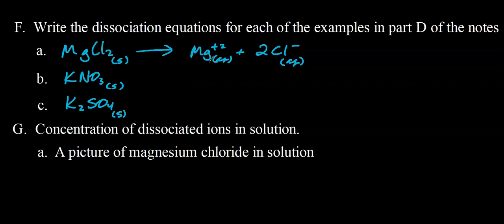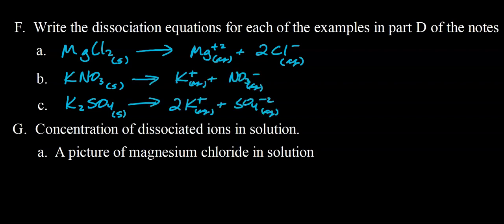All right, go ahead and pause the video. Write the balanced dissociation equations for potassium nitrate and potassium sulfate. Pause now. So there we have it. Balanced dissociation equations for those two substances. And states of matter are included there.